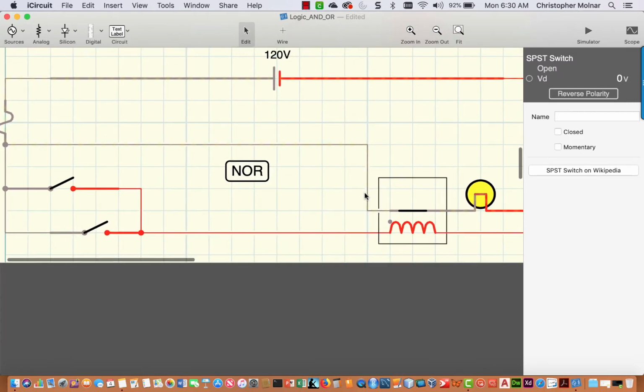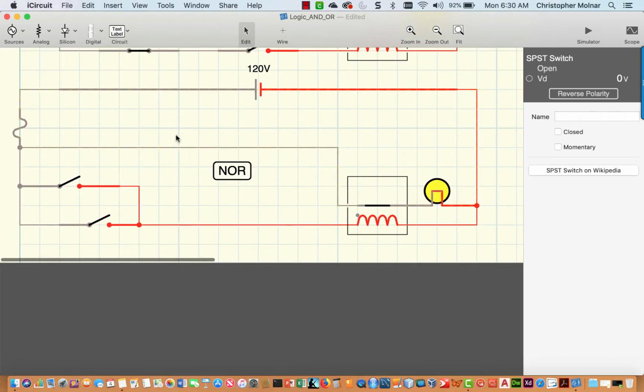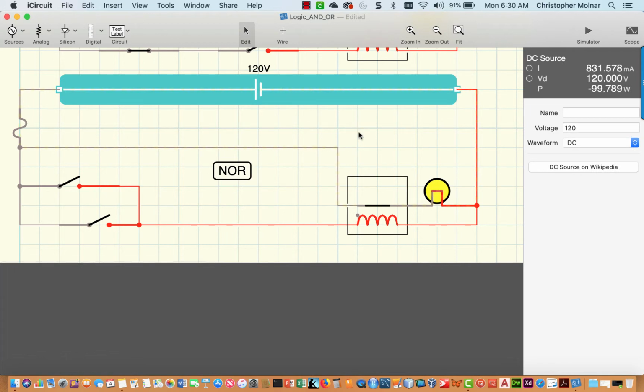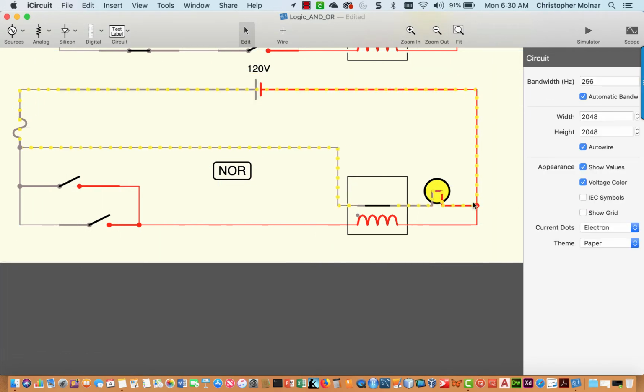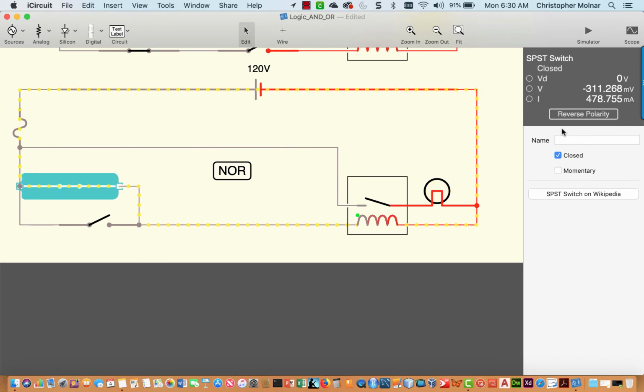Again, I have a 120 volt circuit here. Let me pull that out a little bit so you can see it. Let me get rid of the grid. We have electron flow, but both switches are open. If I close either switch, you notice that the light bulb goes off.